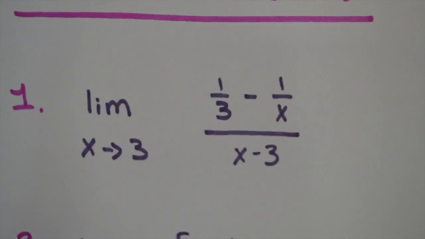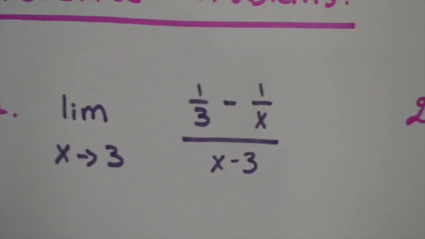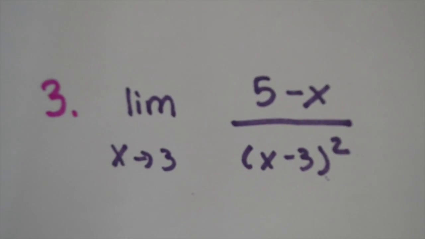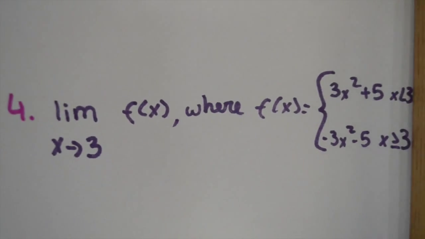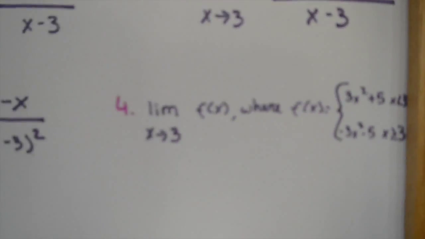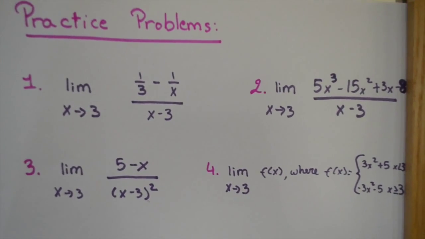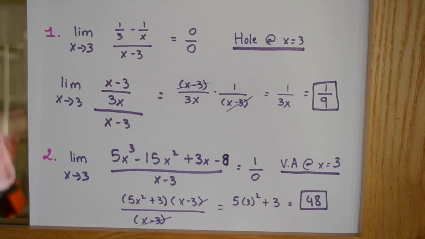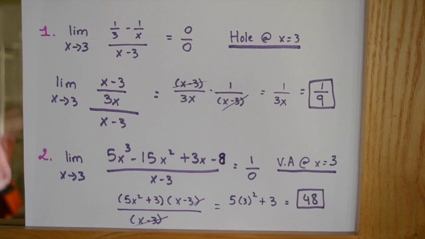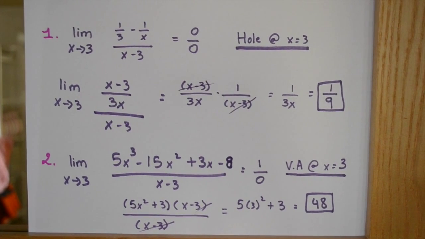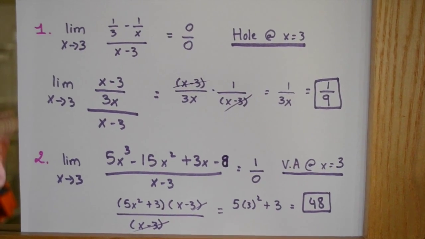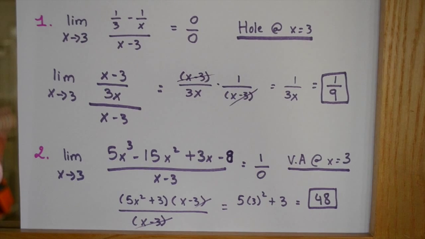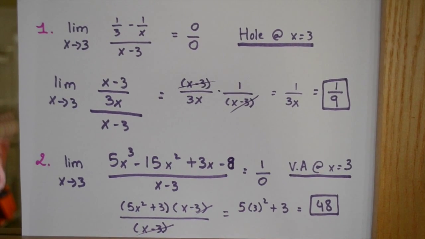Let's look at some practice problems. For the first problem, you find out that it's 0 over 0, which means there's a hole at x equals 3. And then you want to clean it up and simplify and cancel some things out, and you find 1 over 3x. And then you just want to plug in 3 wherever there is an x, and you find 1 over 9.